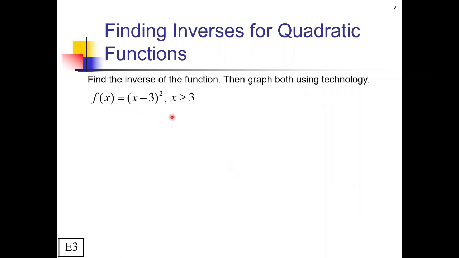Here's another quadratic for you to play with. Pause the video and see if you can go all the way with this one. All right, so let's start by first switching x and y. So we have x equals y minus 3 quantity squared.